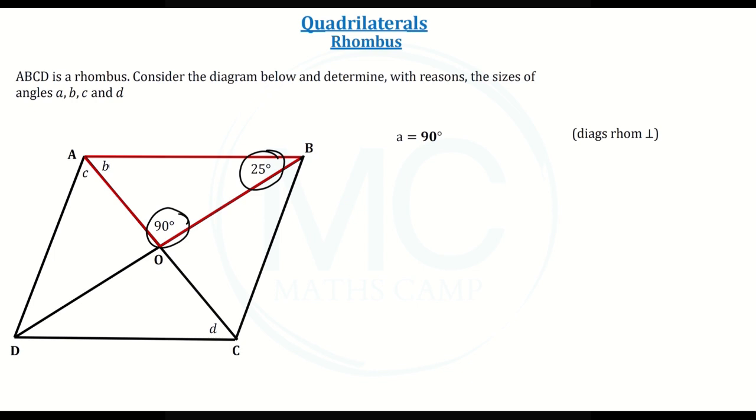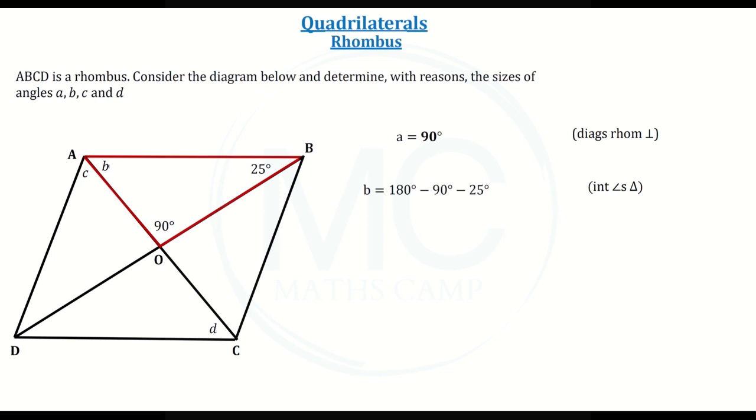So we can say angle B is equal to 180 degrees minus 90 degrees, the size of angle A, minus 25 degrees, the angle that we've been given. We know this is true because the sum of the interior angles of a triangle is always 180 degrees.